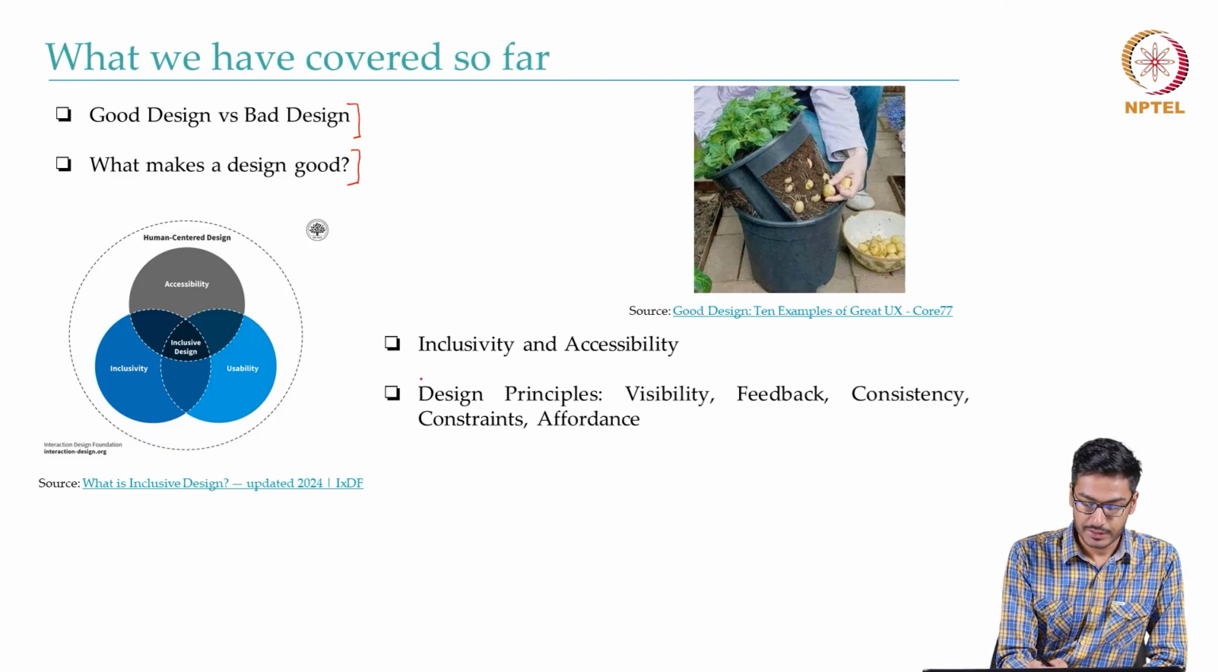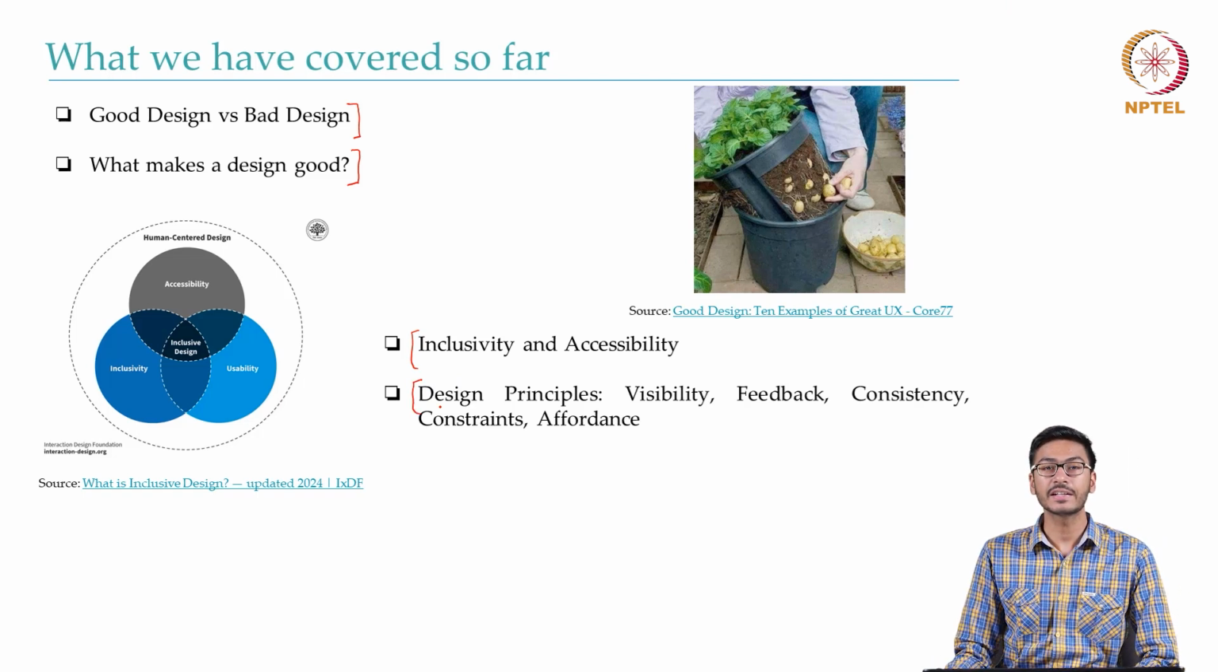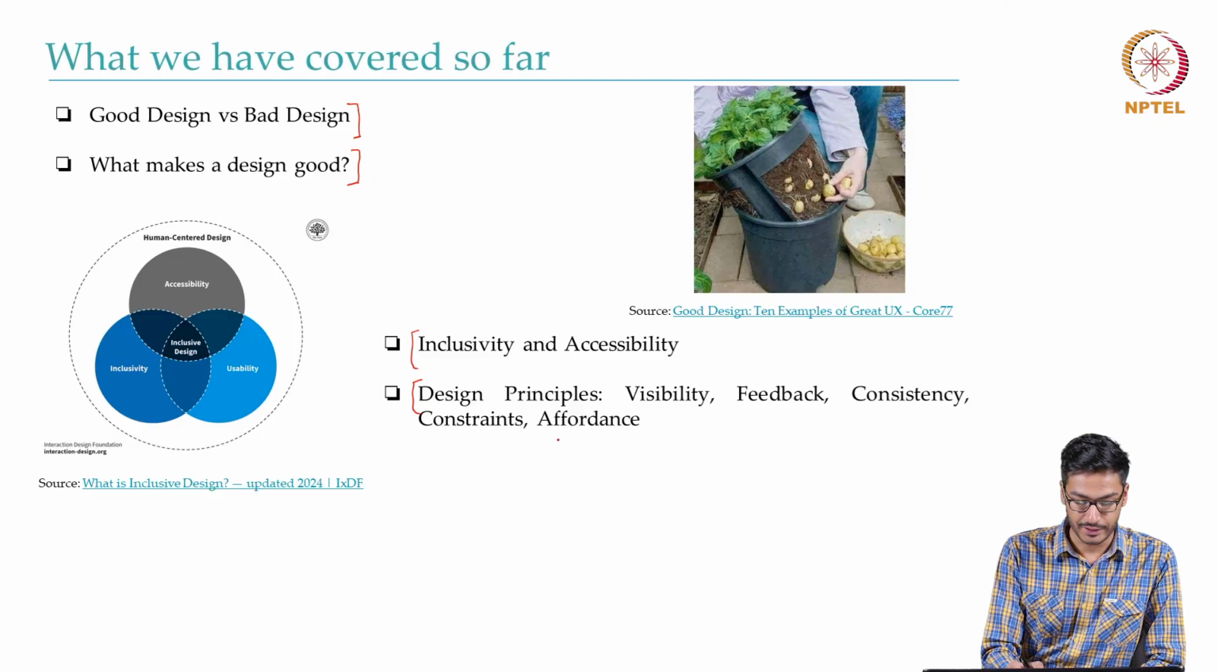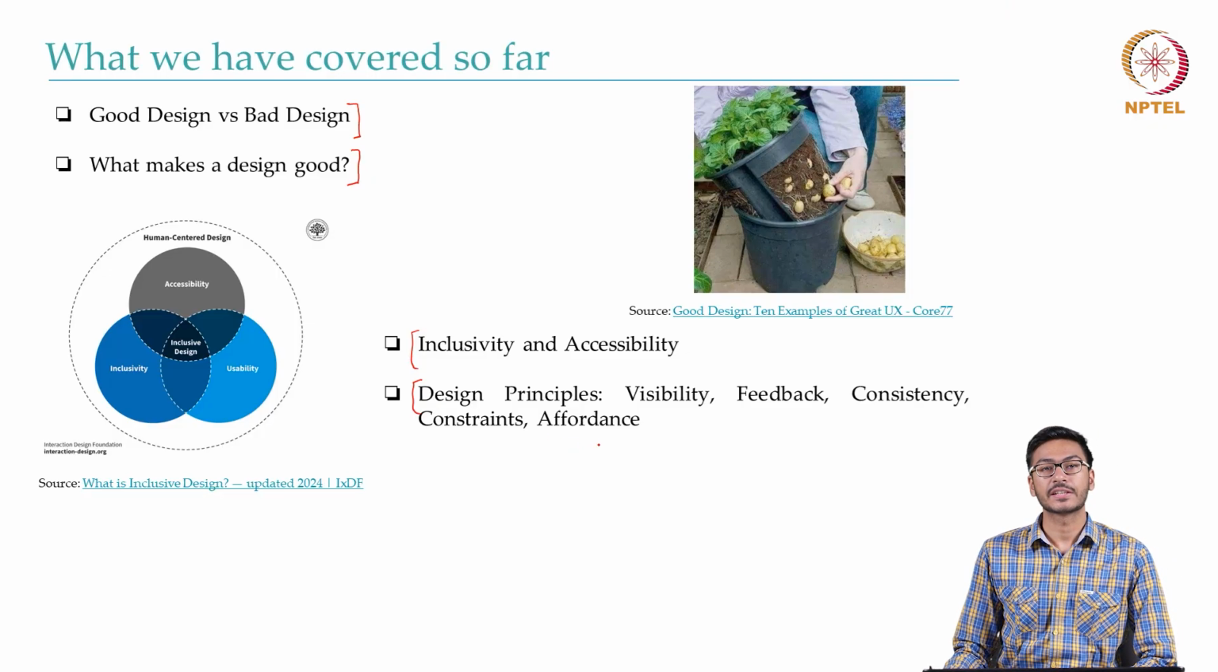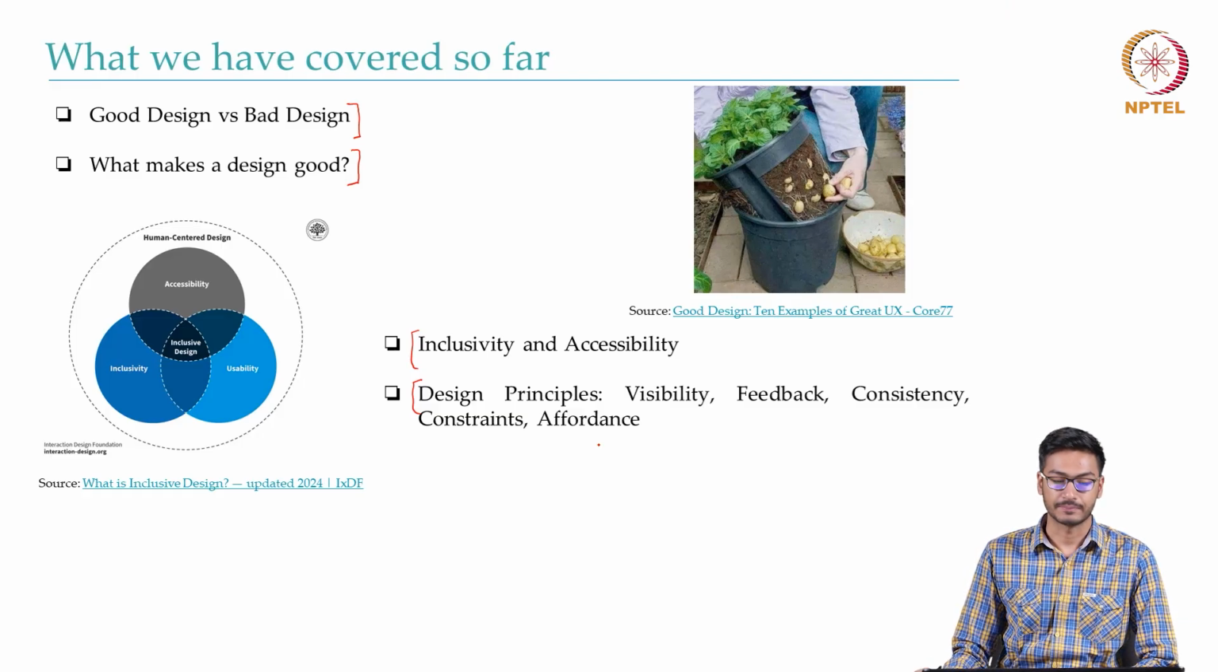The next topic we discussed was inclusivity and accessibility along with the design principles, which were visibility, feedback, consistency, constraints, and affordance. Inclusivity and accessibility make up an important part of an inclusive design.